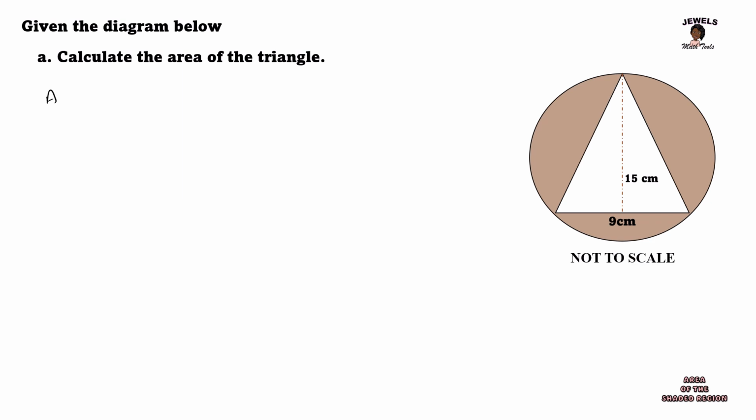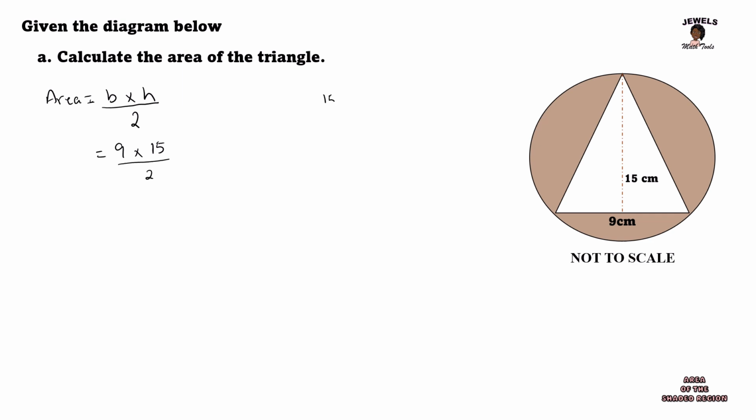And as always, I will begin by writing out our formula. And remember that the area of a triangle is our base times the height, and this is being divided by 2. And our base for this example is 9 centimeters being multiplied to our height of 15 centimeters, and this will be divided by 2.